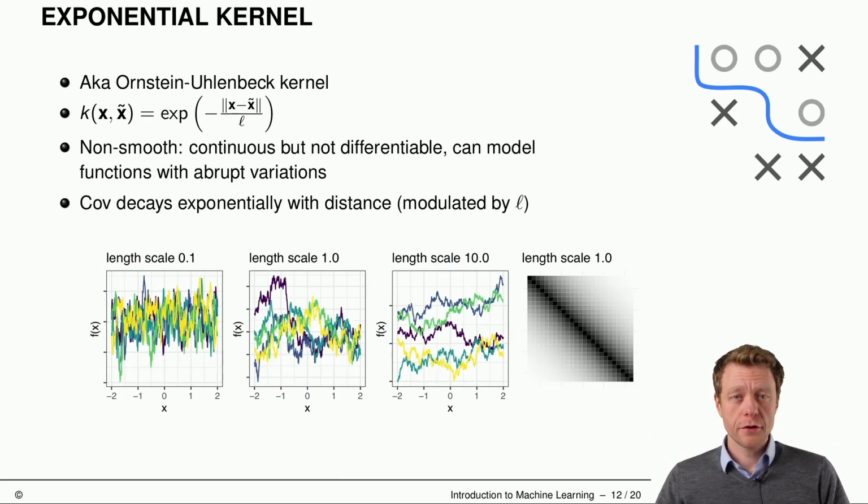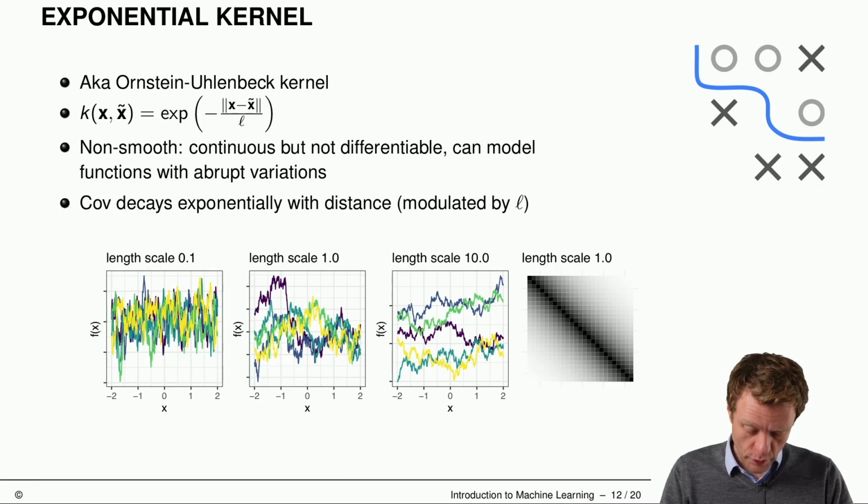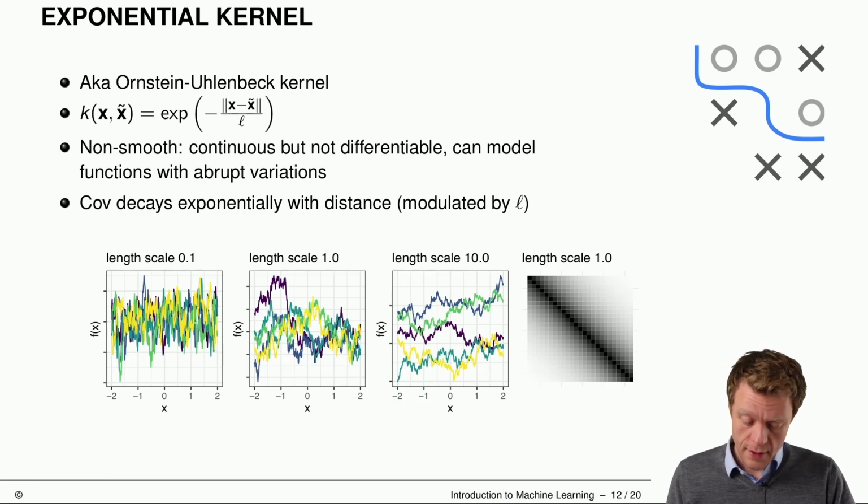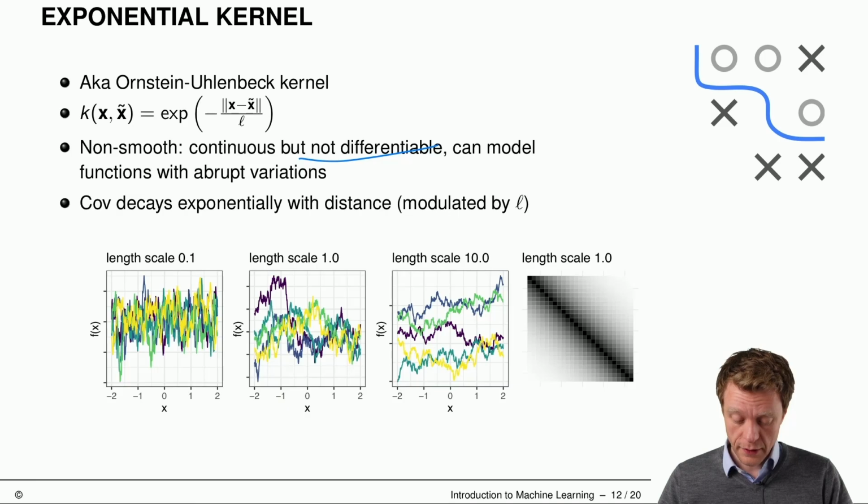The exponential kernel looks similar to the squared exponential kernel, of course. Is the difference only that we do not have a square here? And this turns the functions that we draw from a Gaussian process into continuous functions, but not differentiable functions anymore. So we can model functions with abrupt variations if we want to do that.